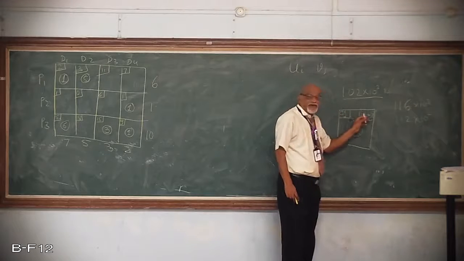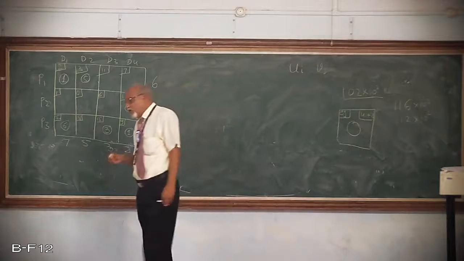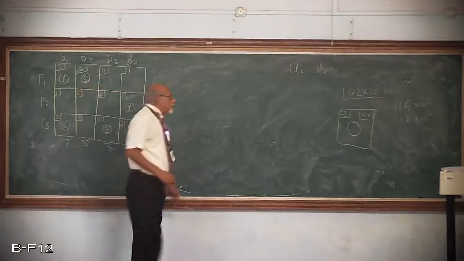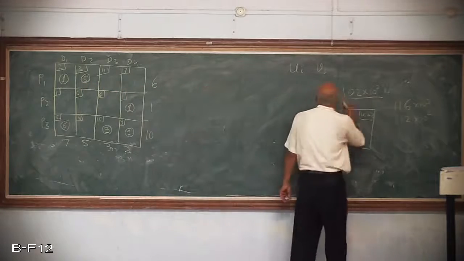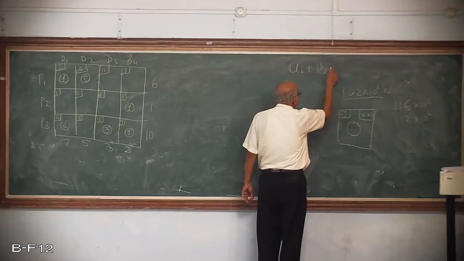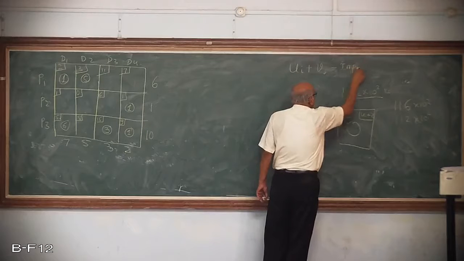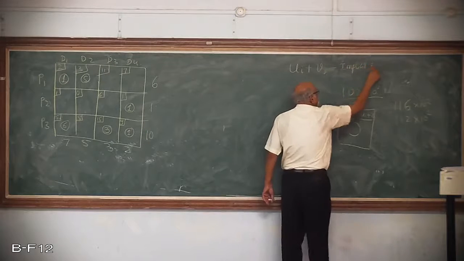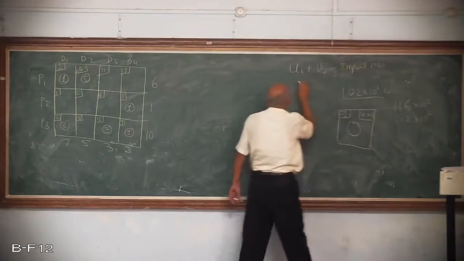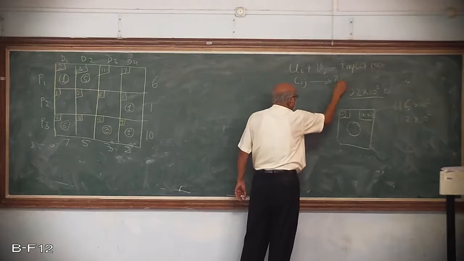Their difference, if I take, that will give us what is called the net evaluation. Another thing I can say, this Ui plus Vj is called the implicit cost. Cij value is called the actual cost.